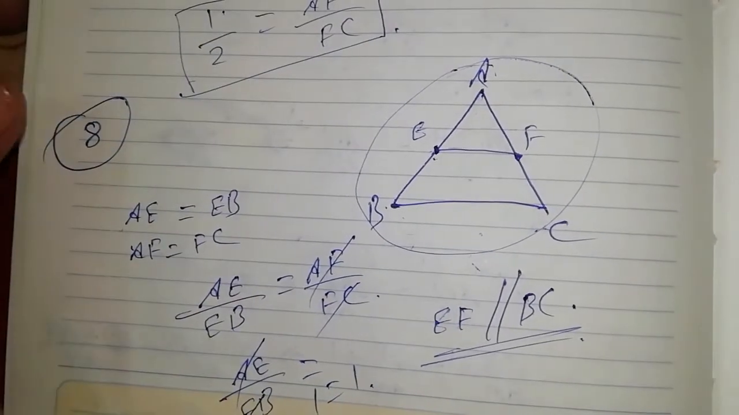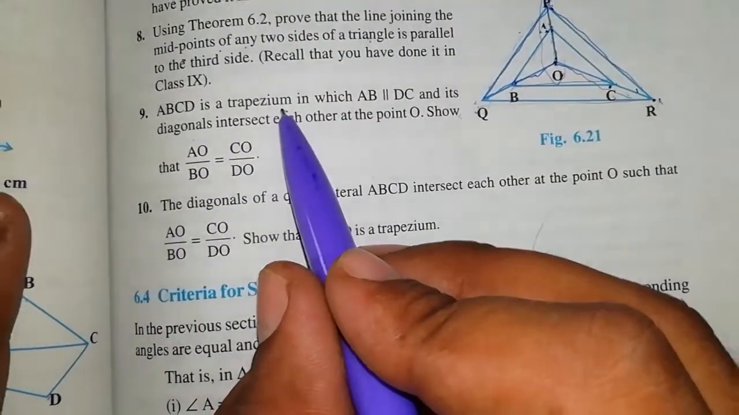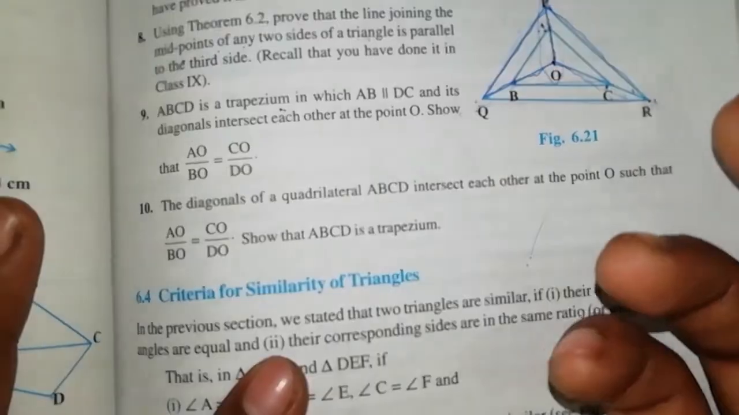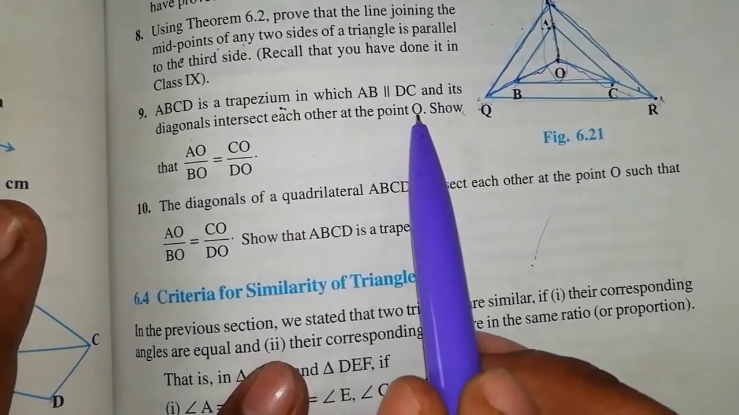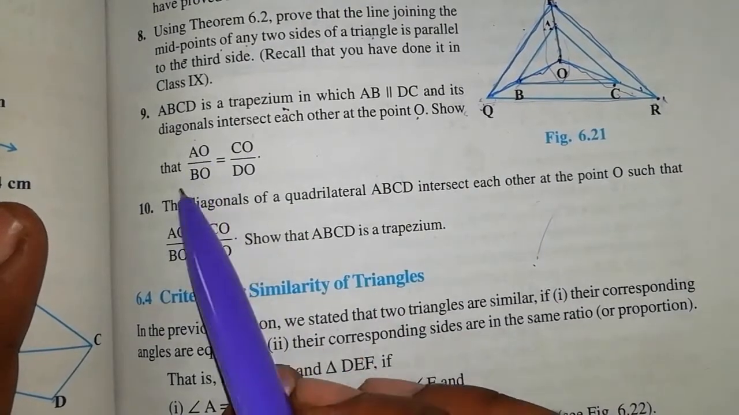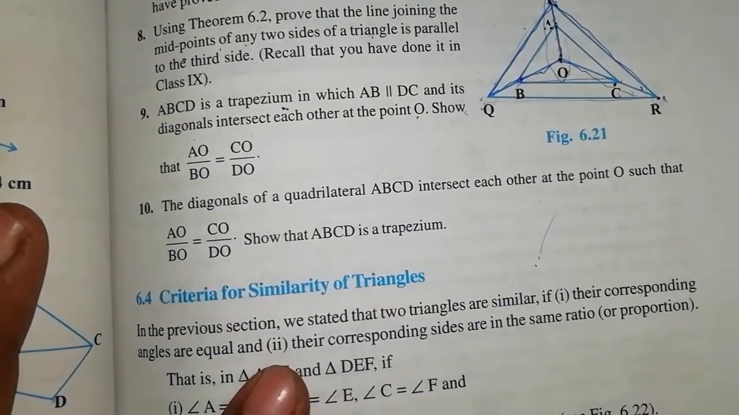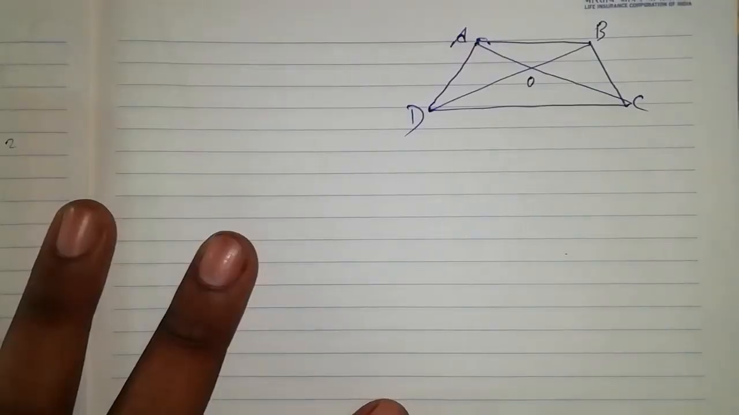Now let's move to question number 9. In this question, ABCD is a trapezium, it is given, which means AB is parallel to CD, and its diagonals intersect each other at point O. What we need to show is that AO upon BO is equal to CO upon DO. Okay, so let us solve it in our copy. Yes, so this is our question number 9.